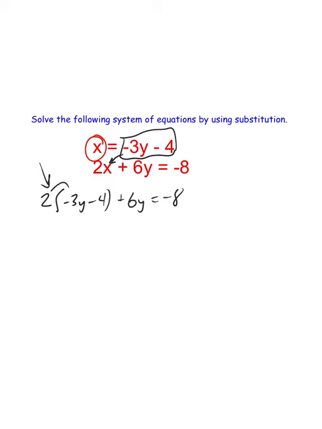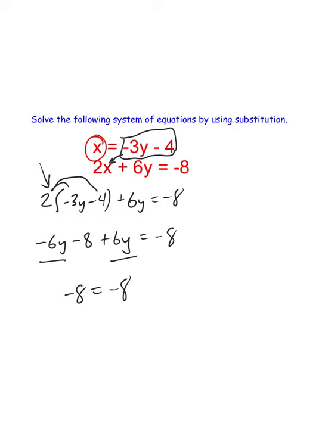So distributing here gives us a -6y and a -8. 2 times -4 is -8. We add the 6y, and that equals -8. So again, you can see we're heading toward a unique case again. And the unique case this time is that we end up with -6y plus 6y, which means those are gone. So we end up with -8 equals -8. Well, -8 is going to equal -8 all the time, okay?